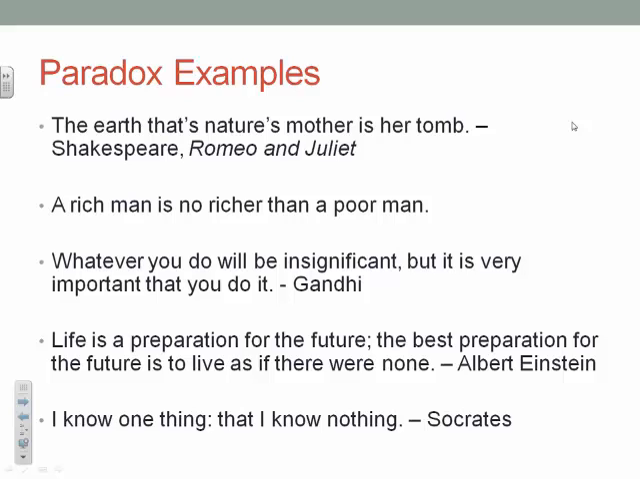Okay, so these are all famous paradoxes. You could use them, but remember, you wouldn't want to type them in your essay in this format with the dash and then like Shakespeare, Romeo and Juliet. You would want to have it in a quote, and you would want to have a signal phrase and an in-text citation stating where you found that paradox.